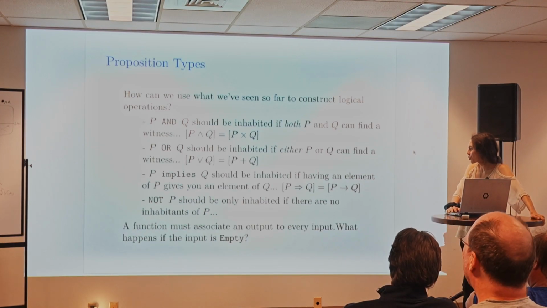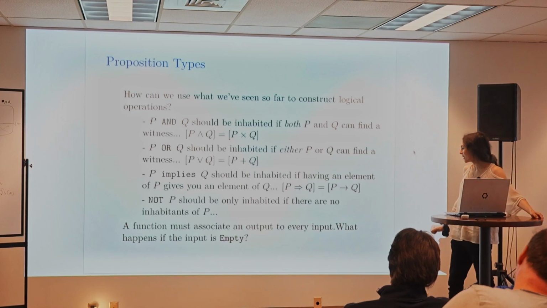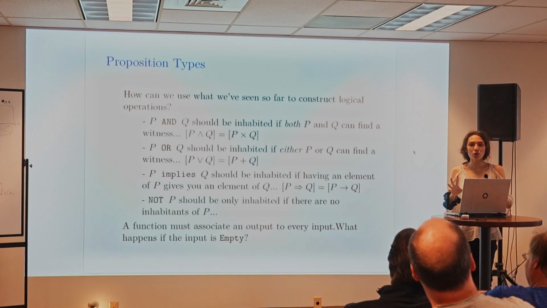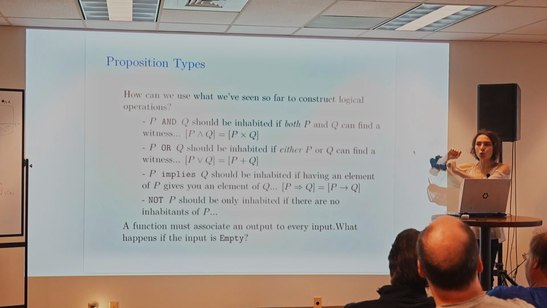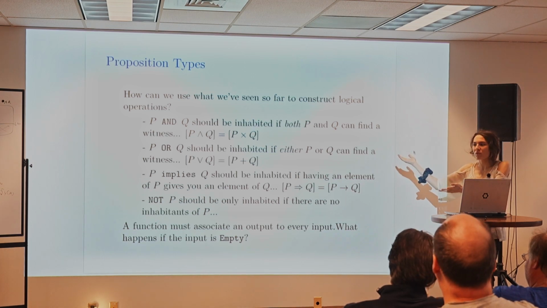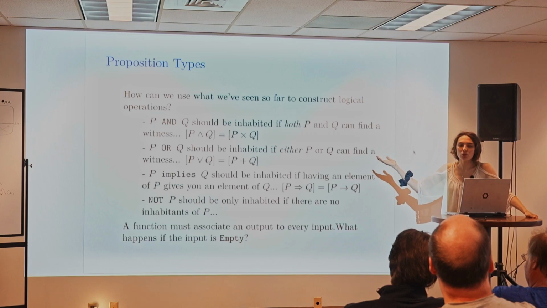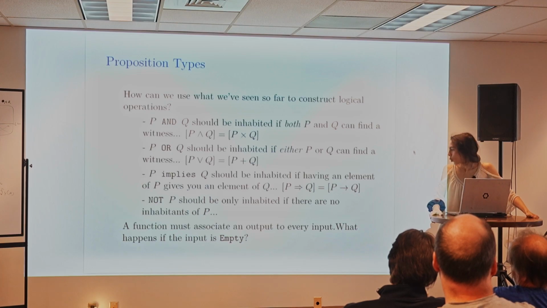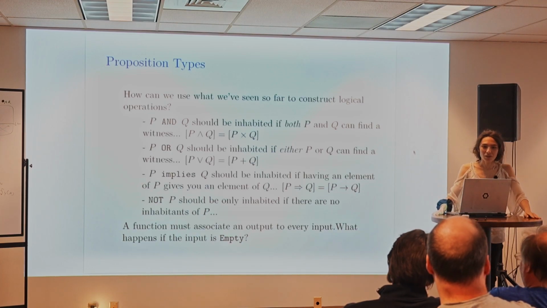So okay, a function must associate an output to every input. What happens if the input is empty? If I say I have a function from empty to P, or some type, what does that function look like? Can't do anything. Well, in set theory we've defined it already. It's the empty function, and you can't do much with it except instantiate it as a member of some other type.